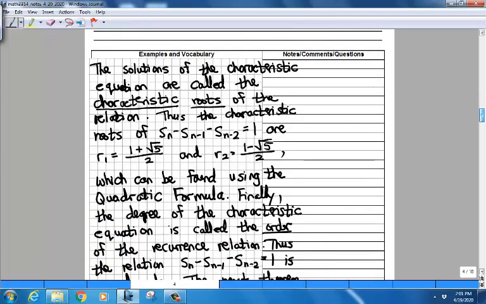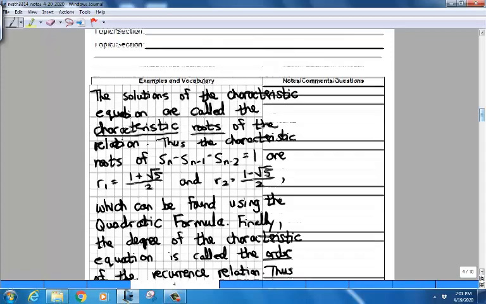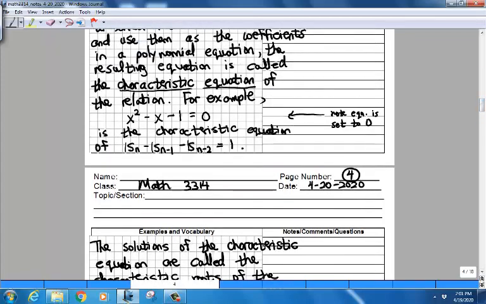Finally, one more piece of terminology, almost done. Of course, polynomial equations have degrees. And so the degree of the characteristic equation for a recurrence relation is going to be called the order of the recurrence relation, not the degree of the recurrence relation, although it would be a crime to use that terminology. But the degree of the characteristic equation for a recurrence relation is called the order of the recurrence relation.